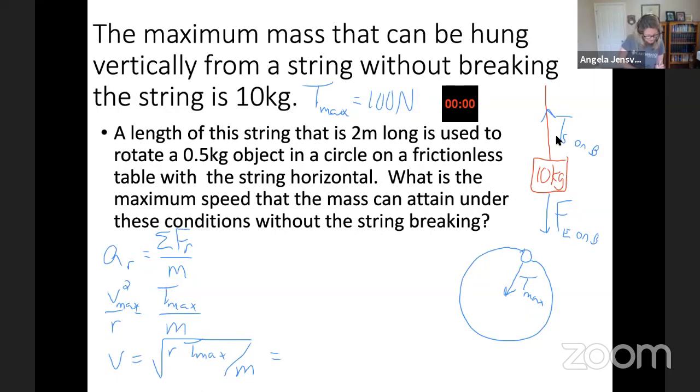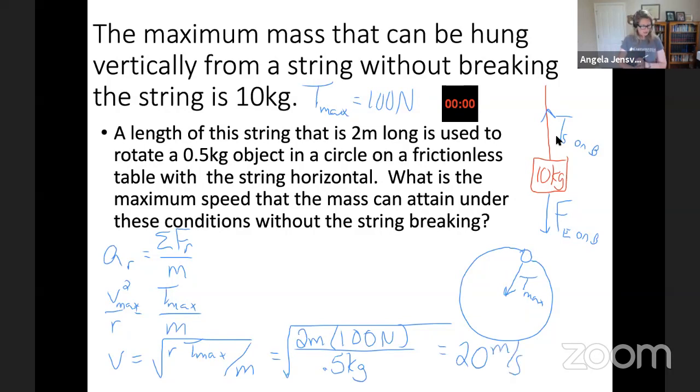So the radius is 2 meters. Maximum tension is 100 newtons divided by the mass, which is half a kilogram. Let's see if we can do this without a calculator on our heads. Okay, 2 times 100 is 200. 1 over half, you flip it up, so you would get 400, right? Can you do square root of 400 in your head? I think it's 20 meters per second. Okay, so we didn't even need a calculator for that.